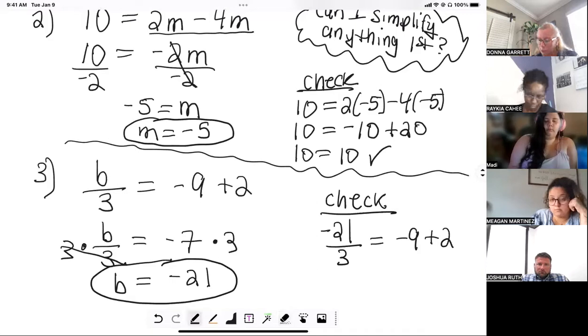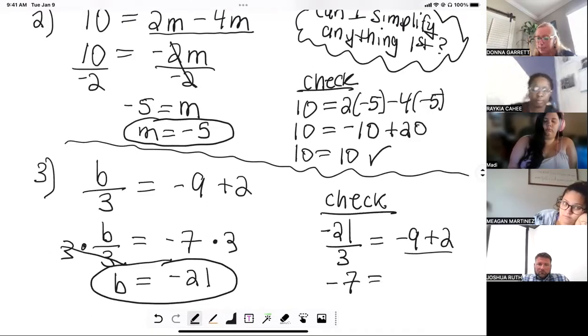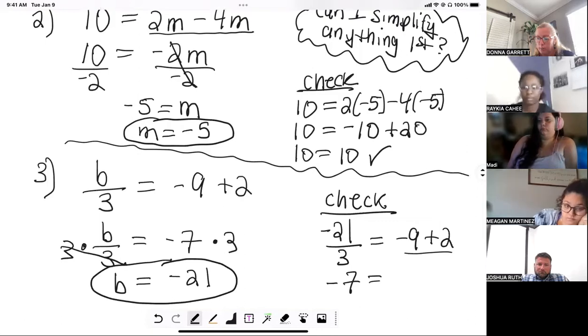So negative 21 divided by 3, 21 divided by 3 is 7. It has to be negative 7. And then is this side negative 7? Let's see, negative 9 plus 2. That would be negative 9 minus 2, which is 7, which is also negative 7. And I know I have that one correct too.